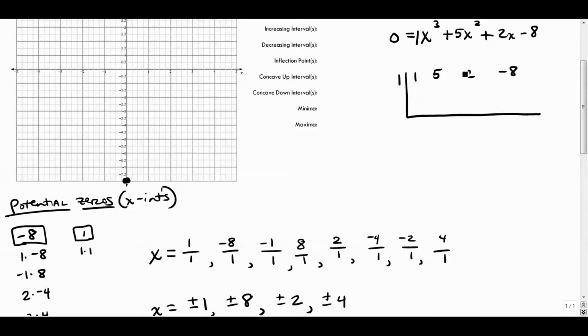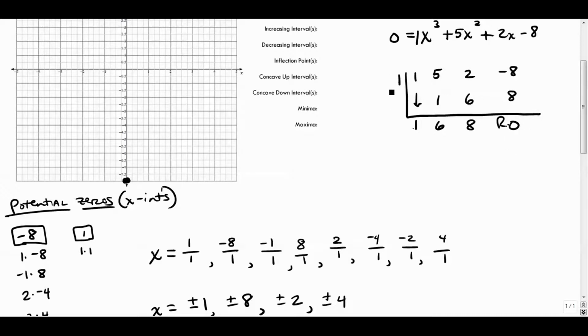Just pull down all the coefficients. Bring the 1 down. 1 times 1 is 1. Add 1 times 6 is 6. Add 6 plus 2 is 8. 1 times 8 is 8. Add, you get 0. So our remainder is 0.